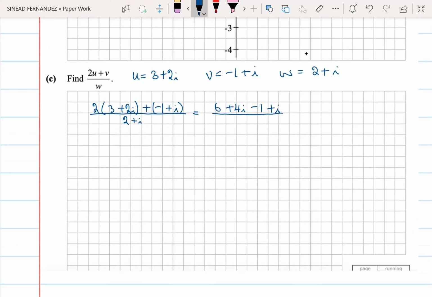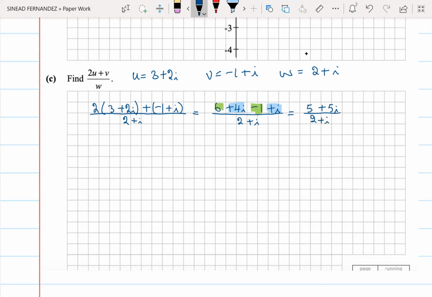Over w. Now we can tidy up that top line there. Let's use green for the numbers. So we have 6 minus 1, and then imaginary parts with imaginary parts, plus 4i plus 1i. Let's do the real parts first. 6 minus 1 is 5. Plus 4i plus 1i, so 4 and 1 is 5i.